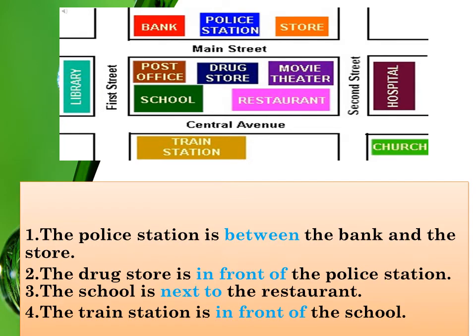Here is an example to the exercise that we have seen before. So the police station is between the bank and the store. Between. Number 2, the drugstore is in front of the police station. Okay. Number 3, the school is next to the restaurant.